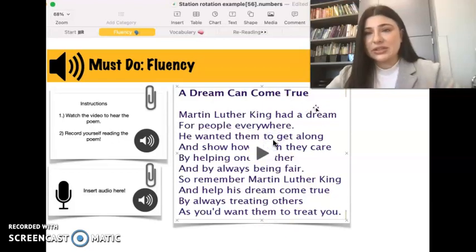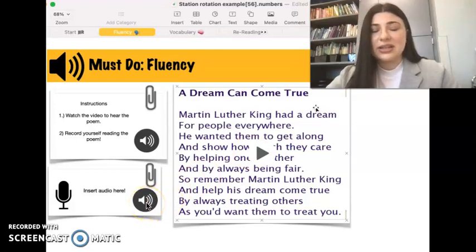So the students can listen to the poem, get it down for themselves, and then they insert their voice, and I'm able to go back and hear their work.